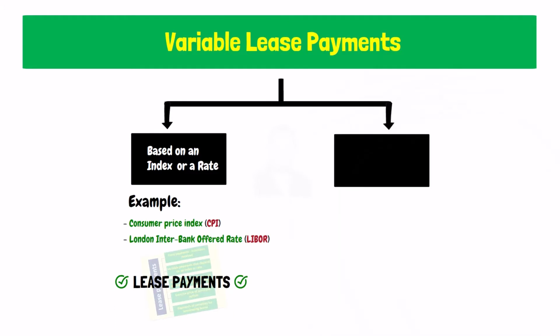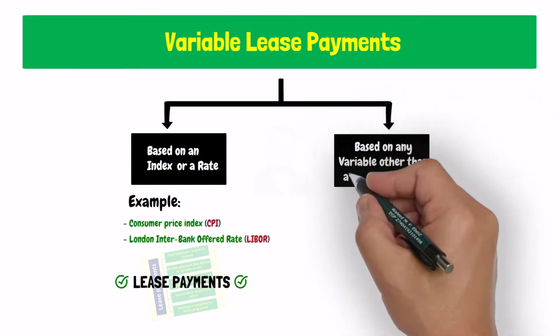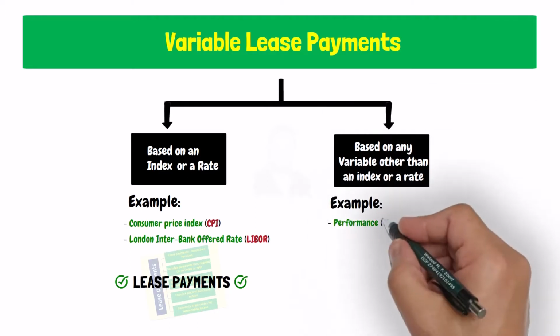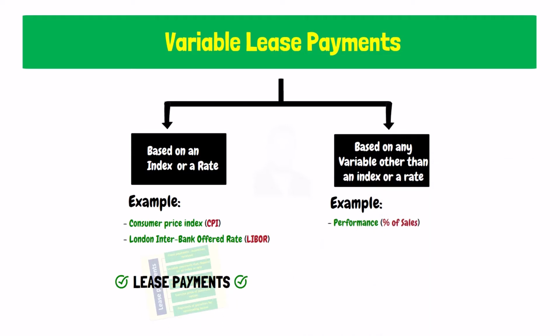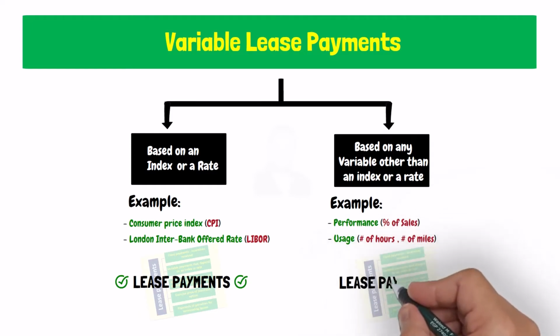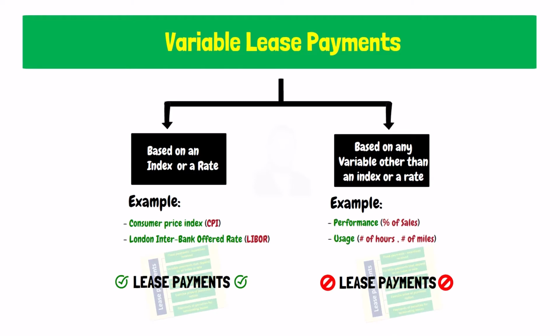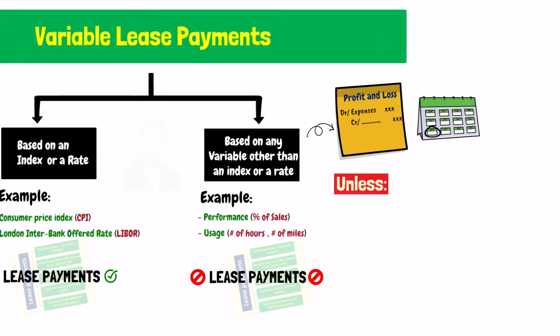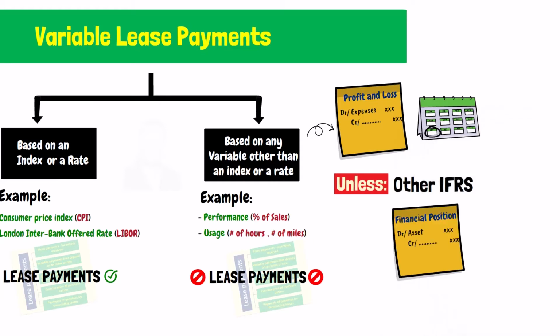The second category is the variable payments that are based on any variable other than an index or a rate, for example, payments that are based on performance, like those calculated as a percentage of sales made, or payments that are based on usage, like the payments calculated based on the number of hours the leased equipment is used, or the number of miles driven by a leased vehicle. This category of variable payments is not part of the lease payments. Instead, they are charged to the profit and loss in the period in which the event, or the condition that triggers those payments occurs, unless other standards require to include these payments in the carrying amount of other assets.